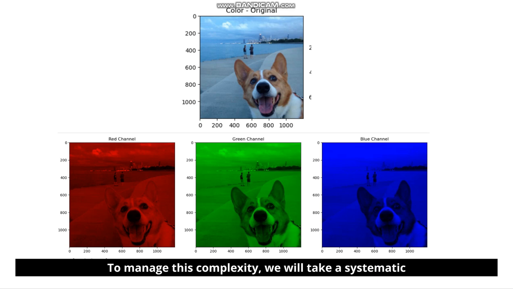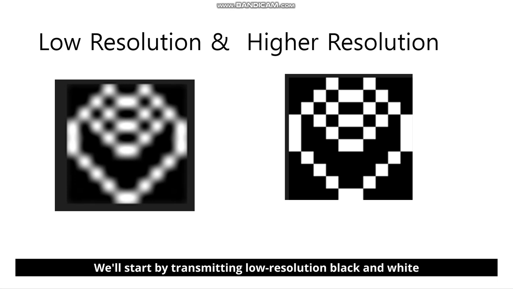To manage this complexity, we'll take a systematic approach. We'll start by transmitting low-resolution black and white images, and we'll progressively increase image complexity and resolution. We will demonstrate the principles of wireless image communication step by step. This kind of approach allows us to understand the core concepts of image transmission while managing the technical challenges of data transfer over a wireless channel. Now let's see how it works.